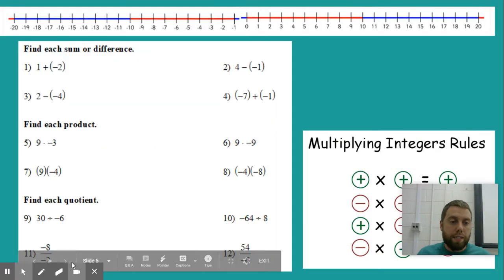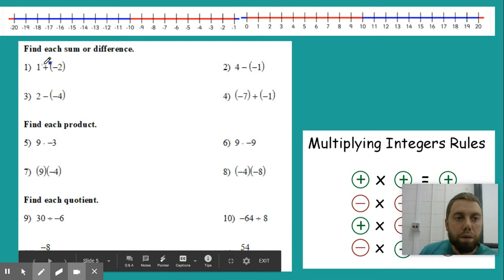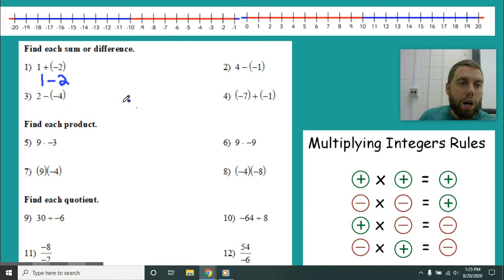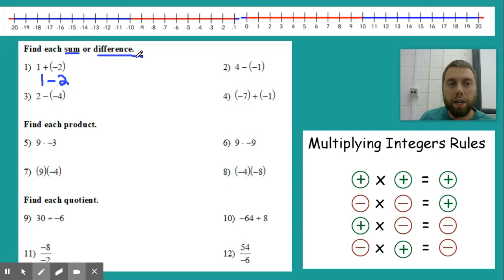Now, a couple of examples here. We have 1 plus -2. Now, this can be simplified to just 1 minus 2. The reason for that is when you add a negative, it's the same as subtracting. So we're going to use our number line here. For sums and differences, we can use a number line, and we're going to start at 1.